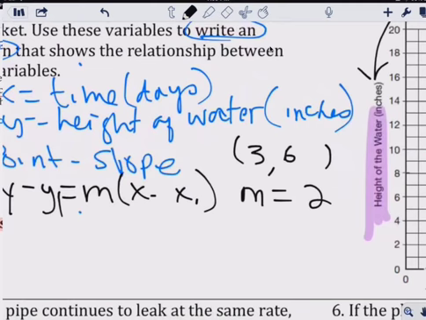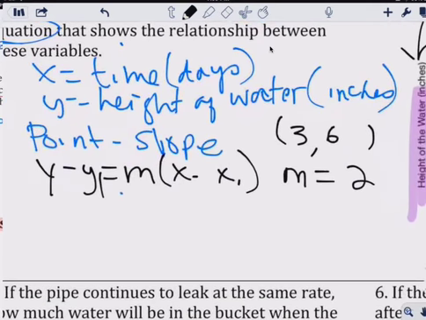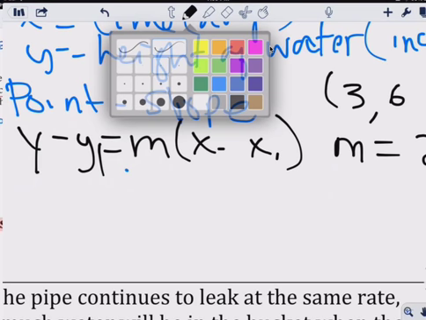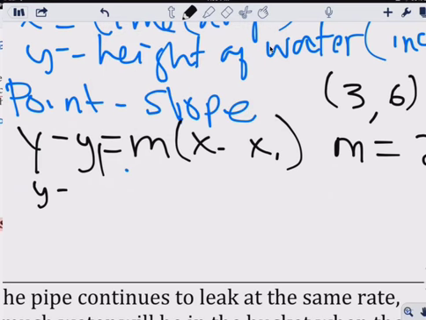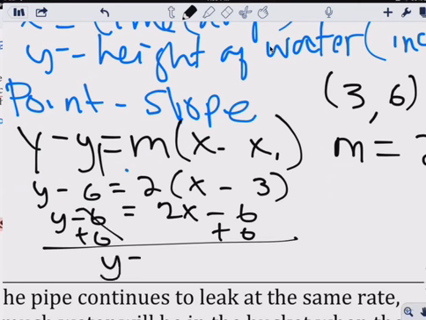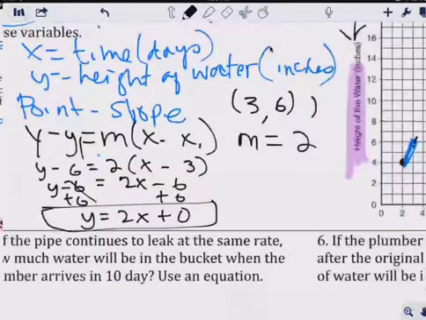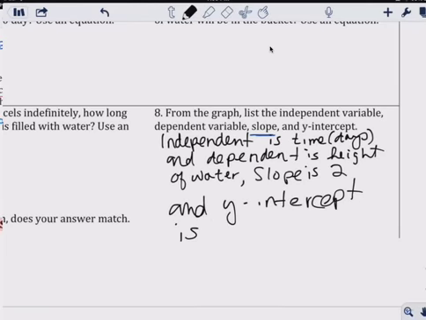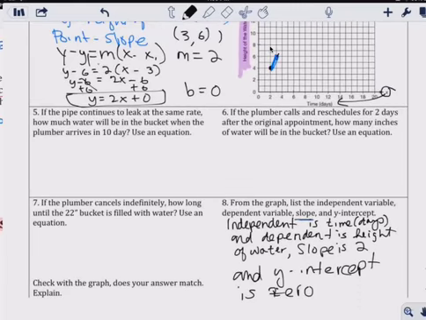Okay, so let's do this. Y minus 6 equals 2 parentheses x minus 3. That gives you 2x minus 6 equals y minus 6. Add 6, add 6. We got y equals 2x plus 0. So the y-intercept, b, is 0. So y-intercept is 0. So we answered number 8. Alright.